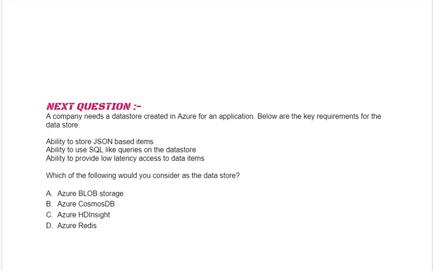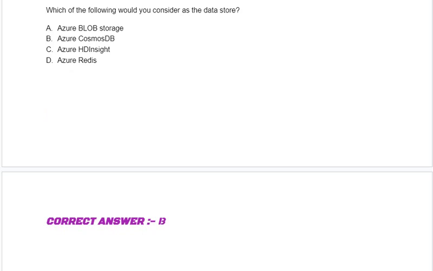Next question is, a company needs a data store created in Azure for an application. Below are the key requirements for the data store. Ability to store JSON-based items. Ability to use SQL-like queries on the data store. Ability to provide low latency access to the data items. Which of the following would you consider as the data store? Option A. Azure Blob Storage. Option B. Azure Cosmos DB. Option C. Azure HDInsight. Option D. Azure Redis. Correct answer is option B.